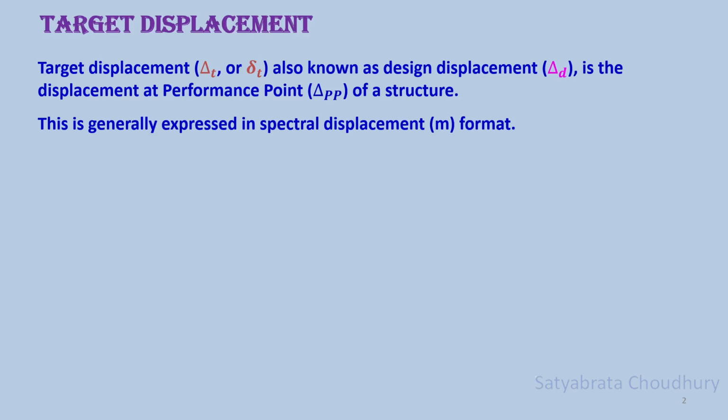Target displacement is expressed as capital delta T or small delta t, and it is also popularly known as the design displacement, expressed as delta D. It is the displacement at the performance point, also may be noted as delta PP. For the purpose of design etc., it is expressed in spectral displacement and the unit is meter.